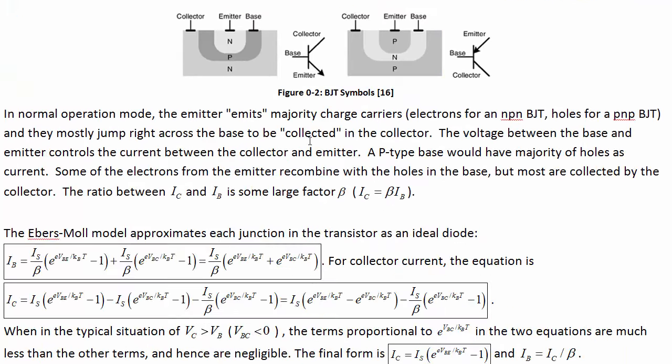Now, the opposite regions are called cutoff. So this is where you can imagine for the collector emitter voltage we've got too low of a base current, so that we don't get any collector current.